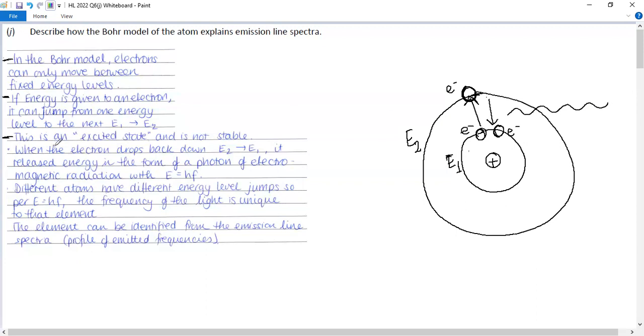Okay? So when the electron drops back down from energy level 2 back to 1, it released energy in the form of a photon of electromagnetic radiation. That's a packet of electromagnetic radiation. And often we might observe it as light.